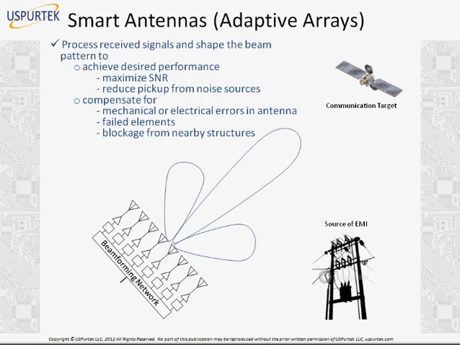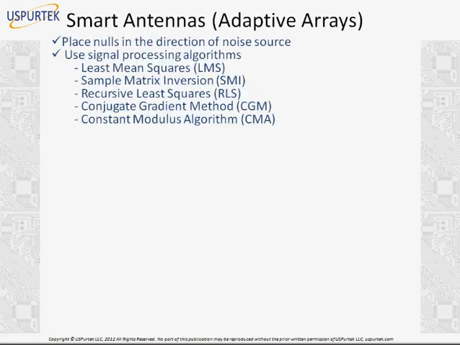So it is adaptive. It receives the signals and calculates, using some algorithms and DSPs, that okay, I am getting a strong signal from this direction. Let me steer the beam in that direction so that I can maximize my signal to noise ratio. That has very good applications to reduce pickup from noise sources. It can even be used to compensate for mechanical or electrical errors in the antennas, failed elements, blockage from nearby structures, or even if we have sources of electromagnetic interference, we could steer the beam away from the source of EMI, as we see in the next slide.